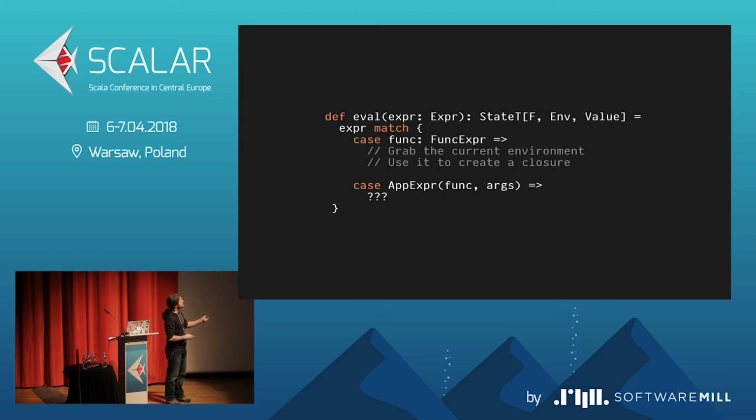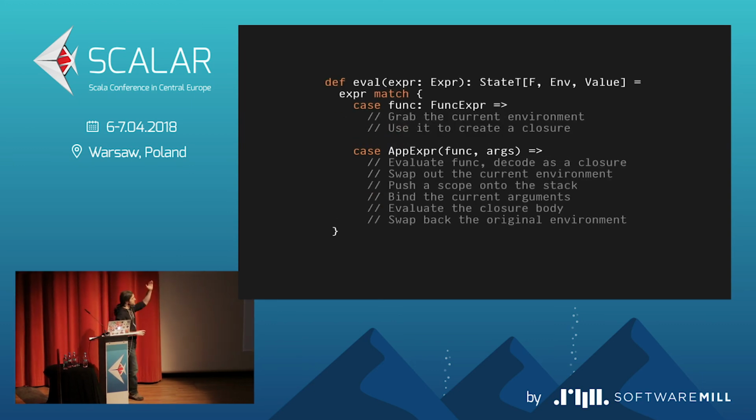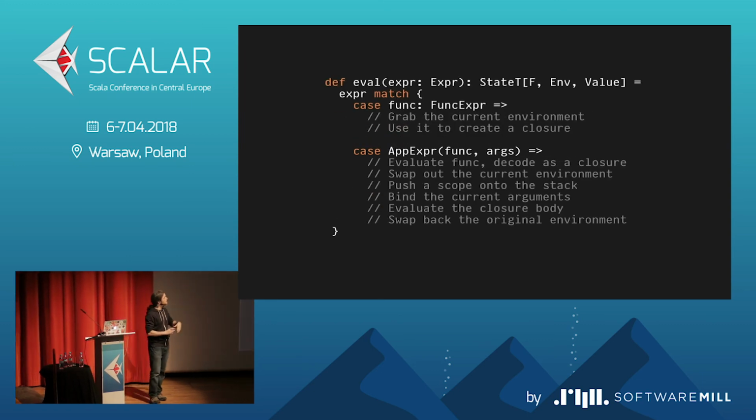So how do we deal with a function expression? Well, all we do is we grab the current environment and we wrap the function in a closure with the environment. It's really, really simple. And how do we deal with an application? Well, that's a bit more involved, but this is line for line what you would do. First of all, you go to this expression here and you evaluate it, and you hope it's a closure. And if it's not, you're trying to call an integer or something, and that's a runtime error.